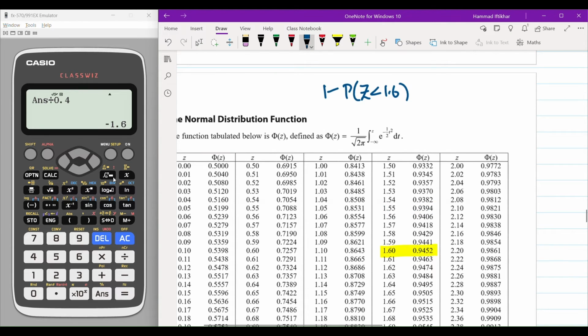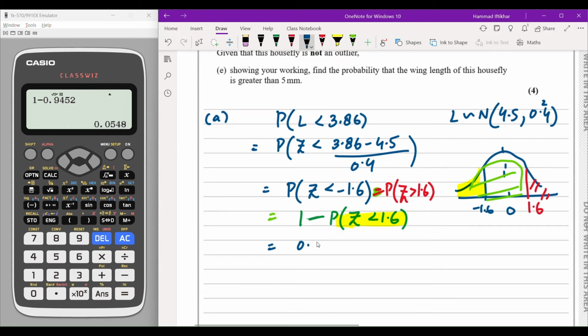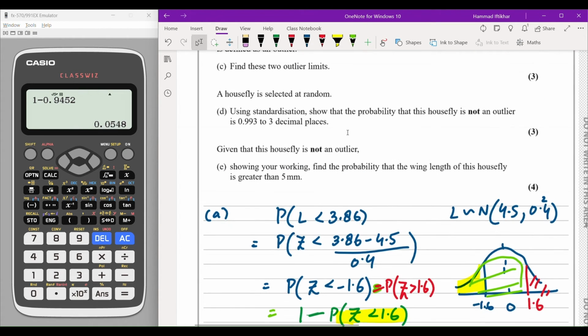This is 0.9452. So 1 minus 0.9452 is our answer. Sorry, 1 minus 0.9452 equals 0.0548. So 0.055 is also correct. Even if you write 0.0548, that is also fine. Okay.